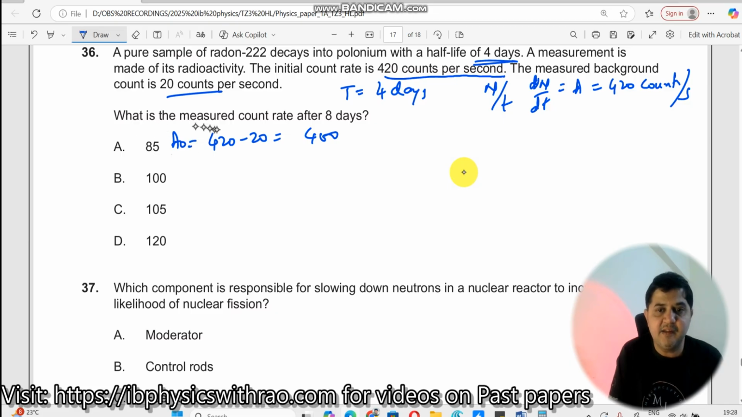Now what is he asking? What is the measured count rate after 8 days? After 8 days means what? 4 into 2. It means after 2 half-lives.